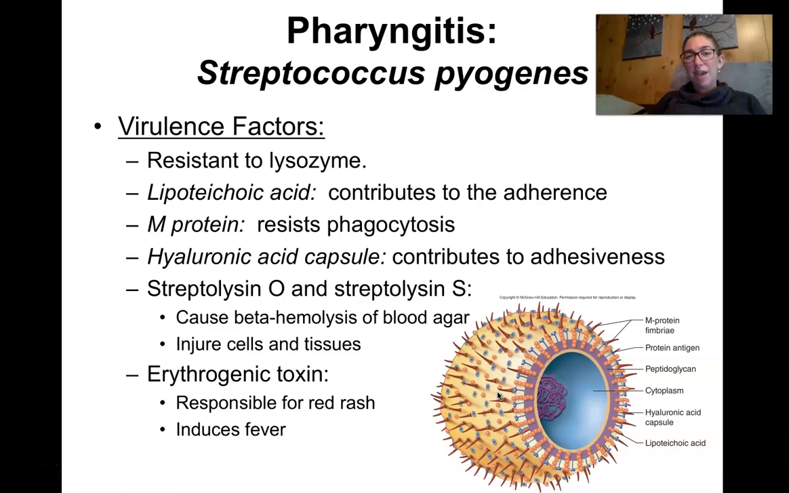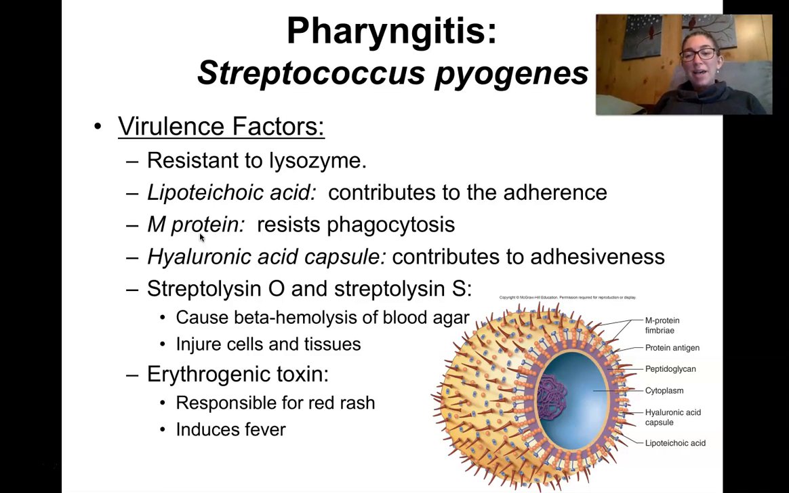Some of the virulence factors that allow Strep pyogenes to make us sick: it is resistant to lysozyme, which is also why it can colonize us pretty easily. It has special fatty acids that allow it to stick really well to things. That M protein, which also happens to be the one that's cross-reactive with the heart muscle, allows the bacteria to resist phagocytosis, so it can get past innate immunity because it basically, I don't know, tastes bad to phagocytes. That's how I'm going to anthropomorphize this.